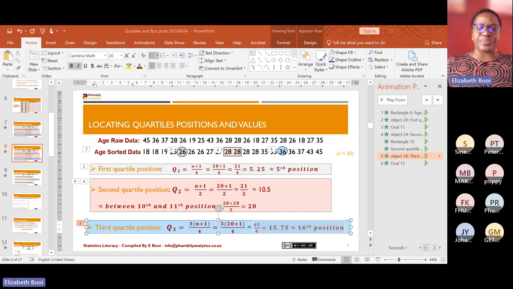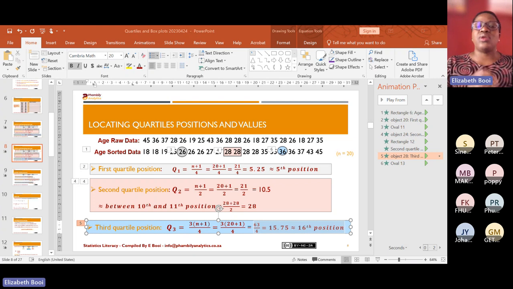So now, when you write your assignment or when you are in the exam, always bear in mind the following. They might ask you, what is the quartile position one, or what is the first quartile position? What is the first quartile value, or what is the median, or what is the median position, or what is the third quartile value, what is the first quartile position?